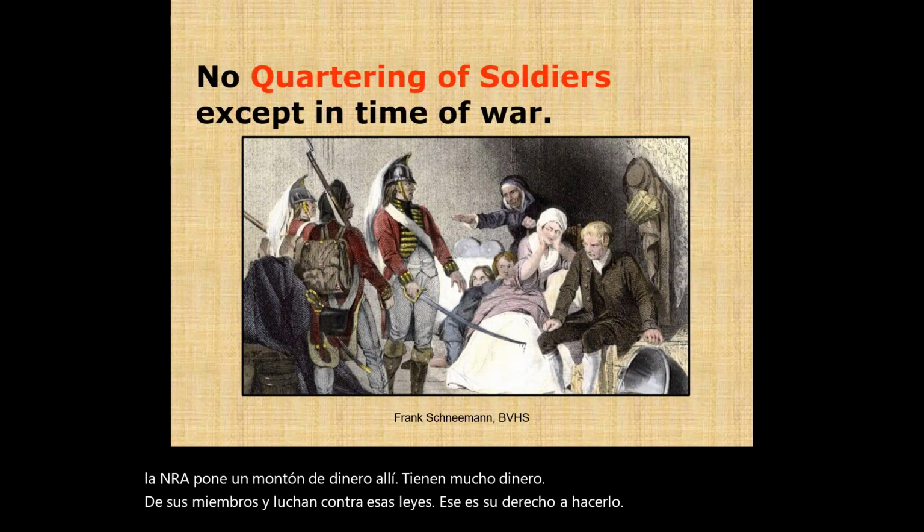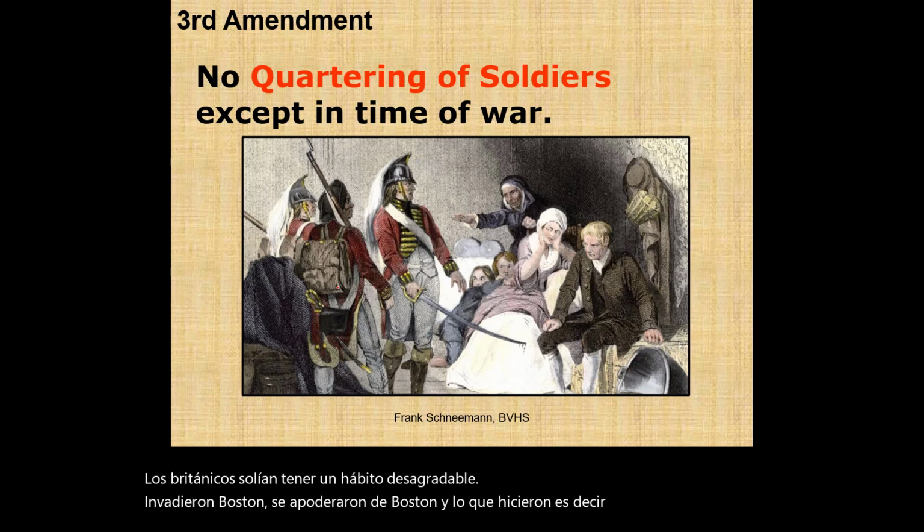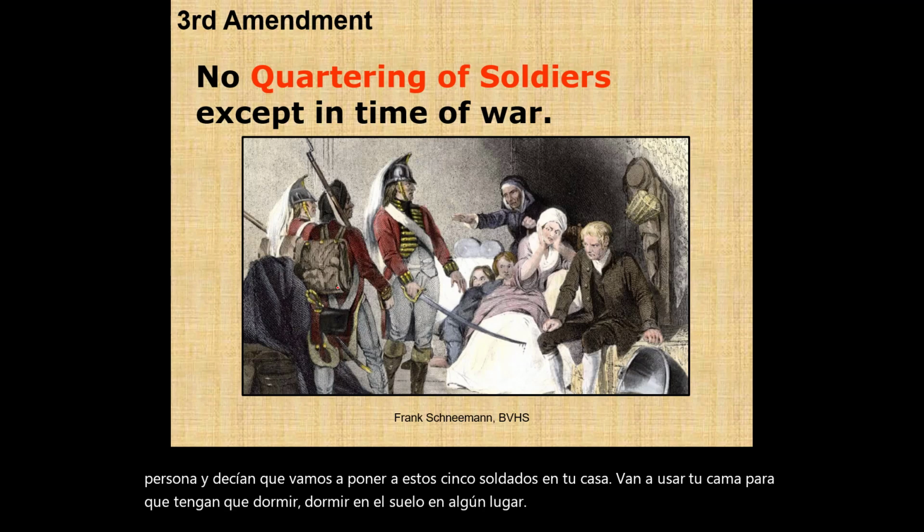The next amendment is quartering of soldiers. This is the Third Amendment. The British used to have a nasty habit. They invaded Boston, took over Boston, and they would go into a person's house and say, we're going to put these 5 soldiers in your house. They're going to use your bed, so you guys have to sleep on the floor someplace. I want you to cook their meals and do their laundry for them.